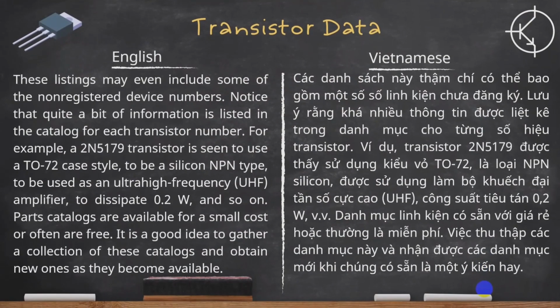These listings may even include some of the non-registered device numbers. Notice that quite a bit of information is listed in the catalog for each transistor number. For example, a 2N5179 transistor is seen to use a TO72K style, to be a silicon NPN type, to be used as an ultra-high frequency, UHF, amplifier, to dissipate 0.2 W, and so on. Parts catalogs are available for a small cost or often are free. It is a good idea to gather a collection of these catalogs and obtain new ones as they become available.